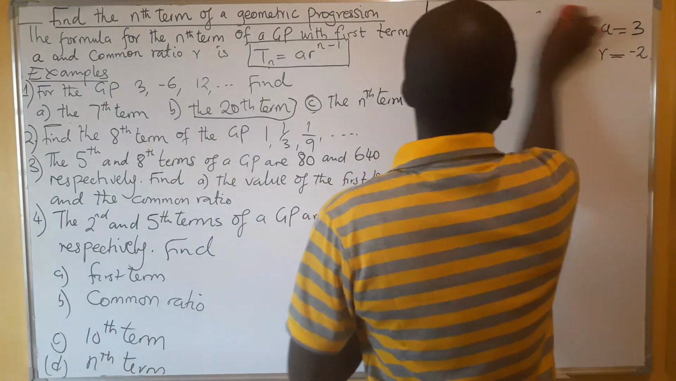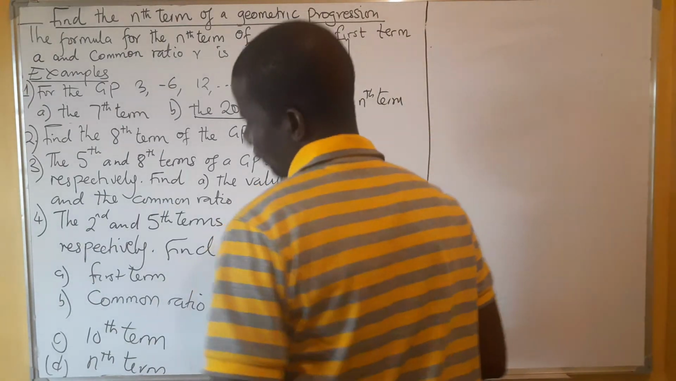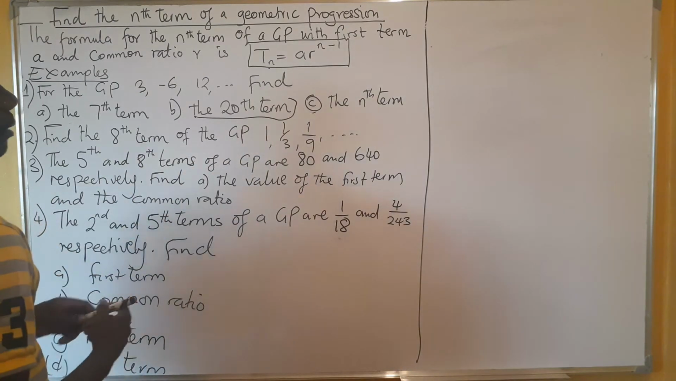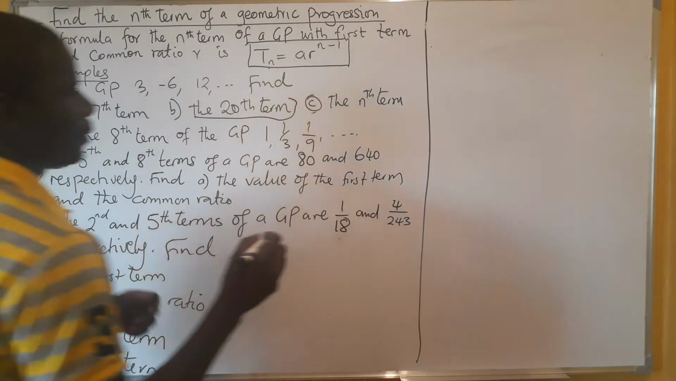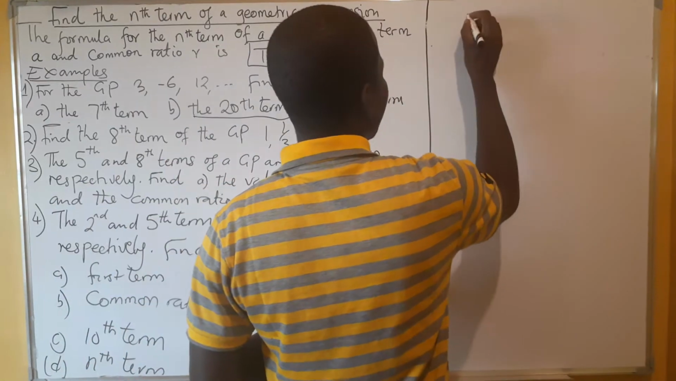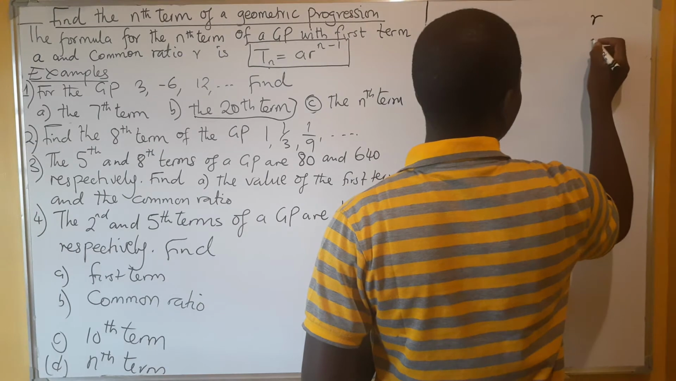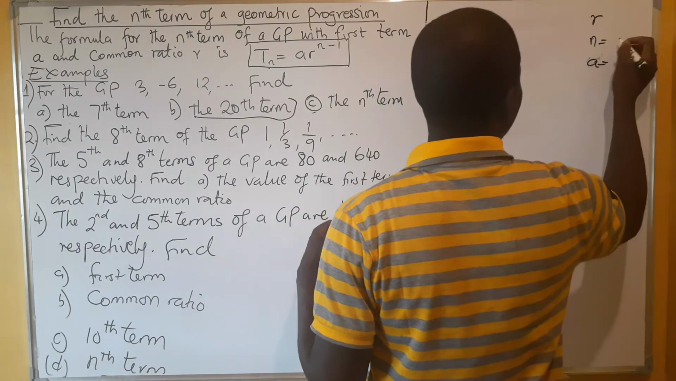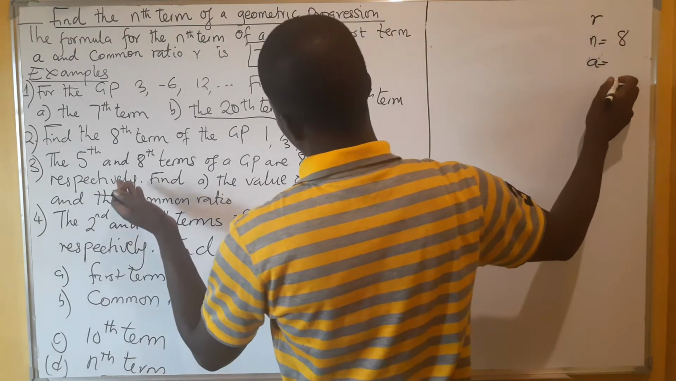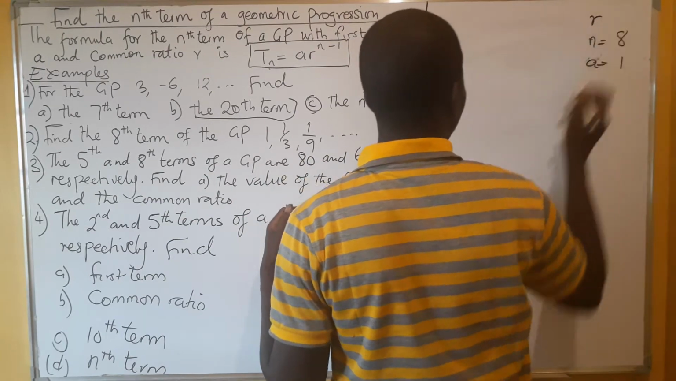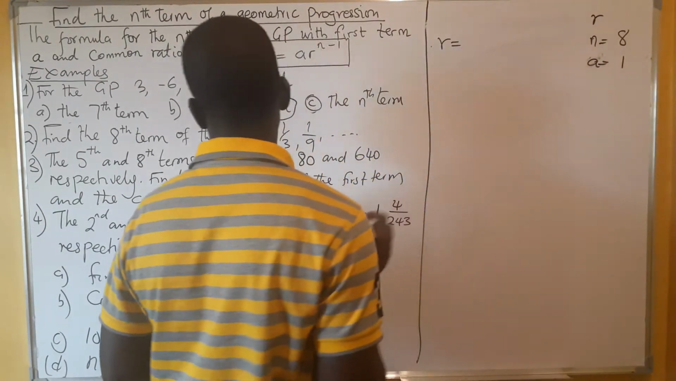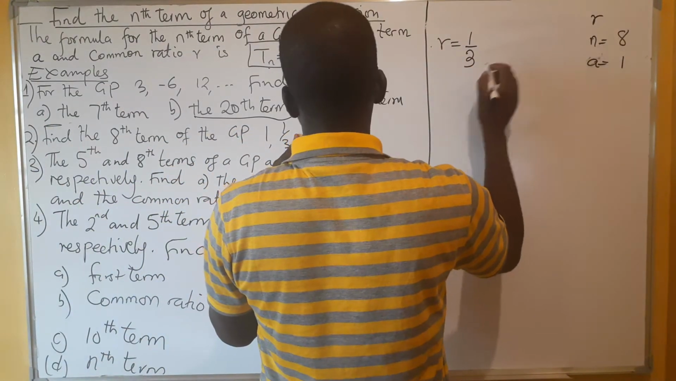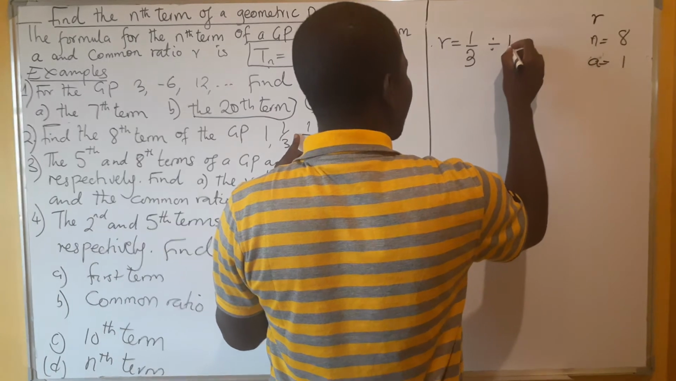So let's go to the second question. The second question is: find the 8th term of the GP. Remember that we need first to find our A. Our A is given as 1, which is the first term. What is the common ratio? We find the common ratio by this formula, where we divide the second term by the first term.